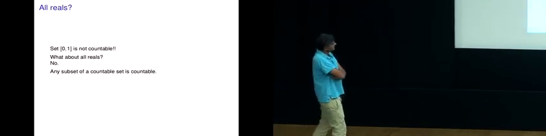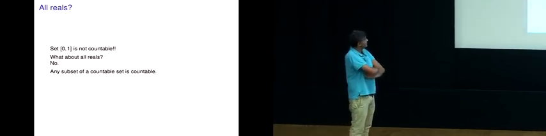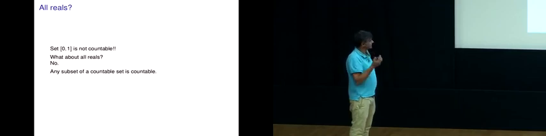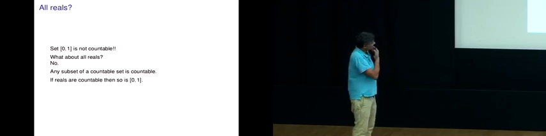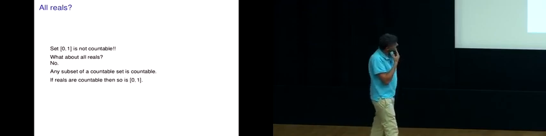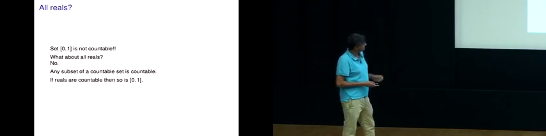Okay, so the set 0 to 1 is not countable. What about all reals? Any subset of a countable set is countable, right? So if all reals were countable, clearly 0 to 1 would be countable, right? If reals are countable, then so is 0 to 1. All right, that's what it says.